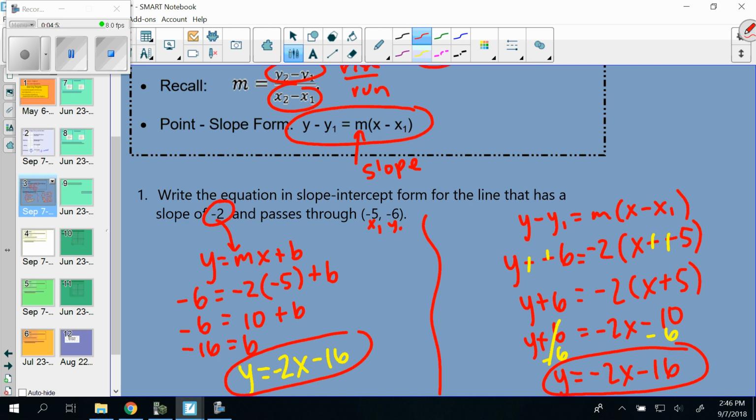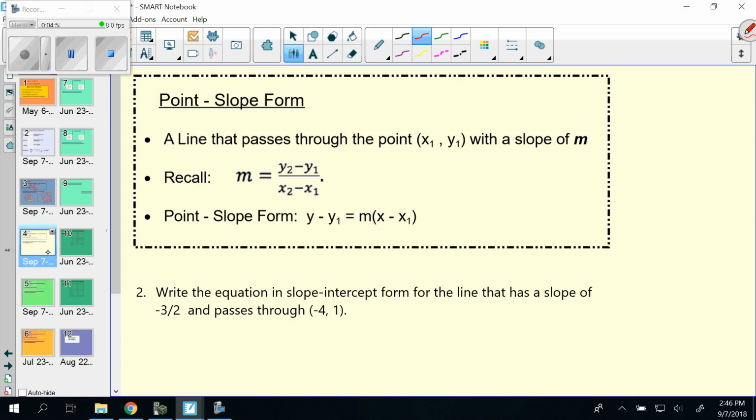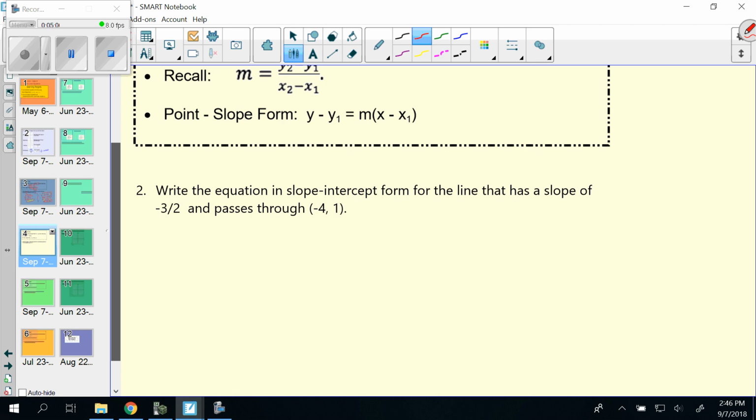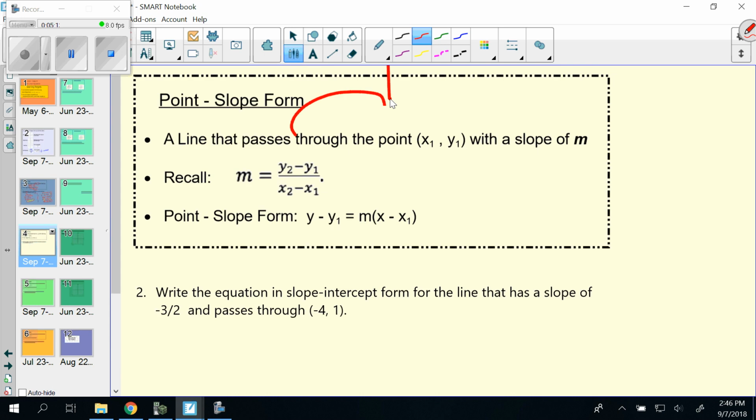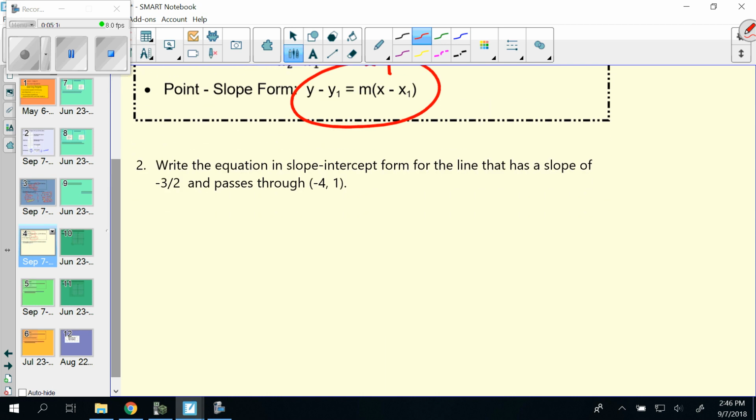All right, so let's try some more of these using point slope form. Number 2 wants us to write the equation in slope-intercept form for the line with a slope of -3/2 that passes through -4, 1. Okay, so this one you've got a slope that is a fraction, but you can still do it the same way. So we're starting with this equation here, and we want to plug in everything where it goes.